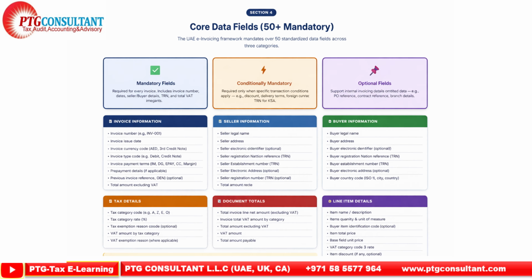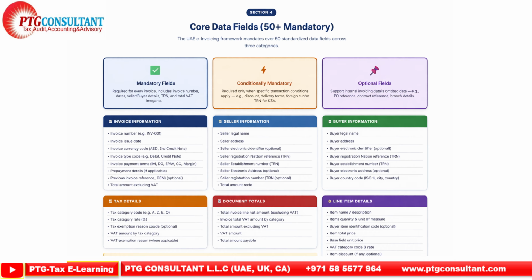Section 4. Core Data Fields. Over 50 mandatory. The framework organizes its data requirements into 3 field types. Mandatory fields are required for every single invoice. These include the invoice number and date, invoice type code, currency code, transaction type code, seller and buyer legal names, tax registration numbers, addresses, VAT amounts, and document totals.